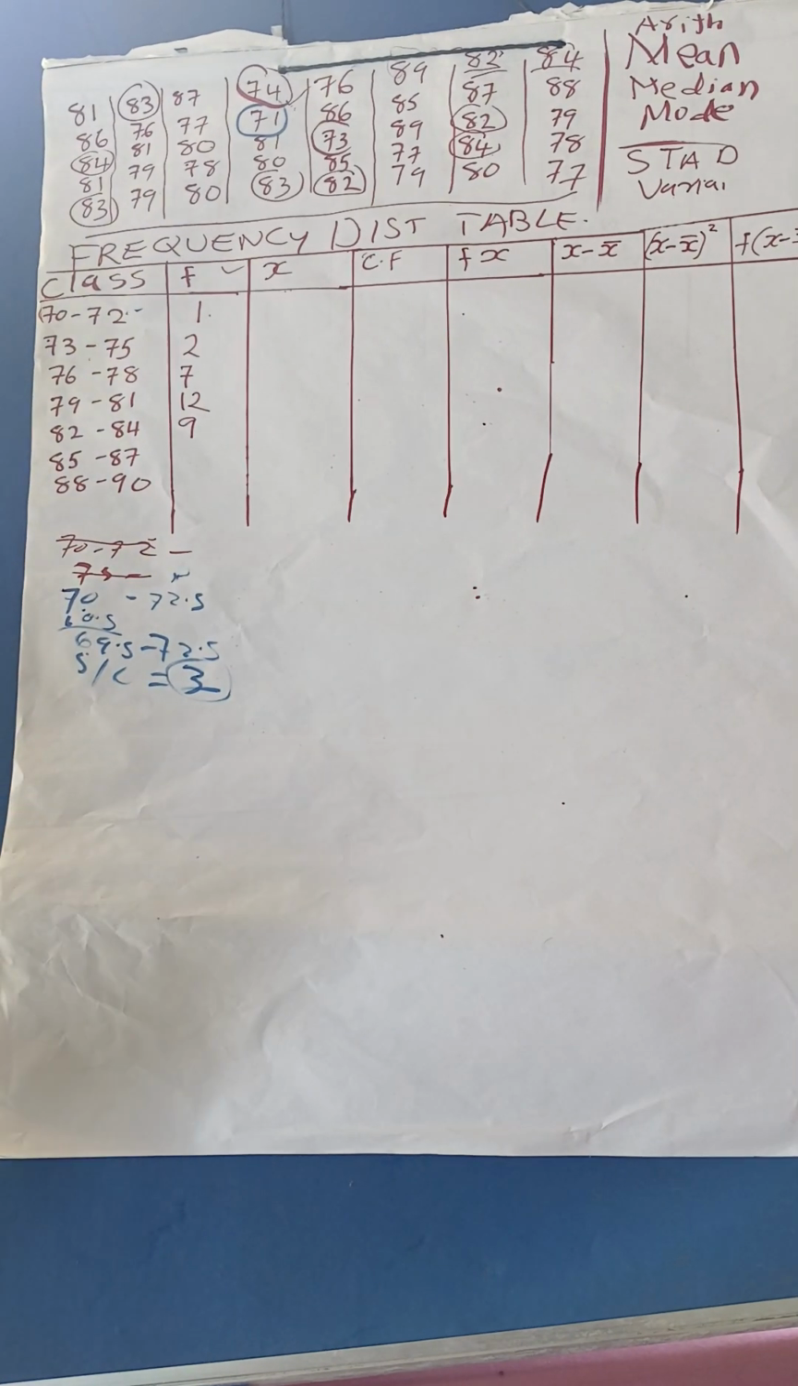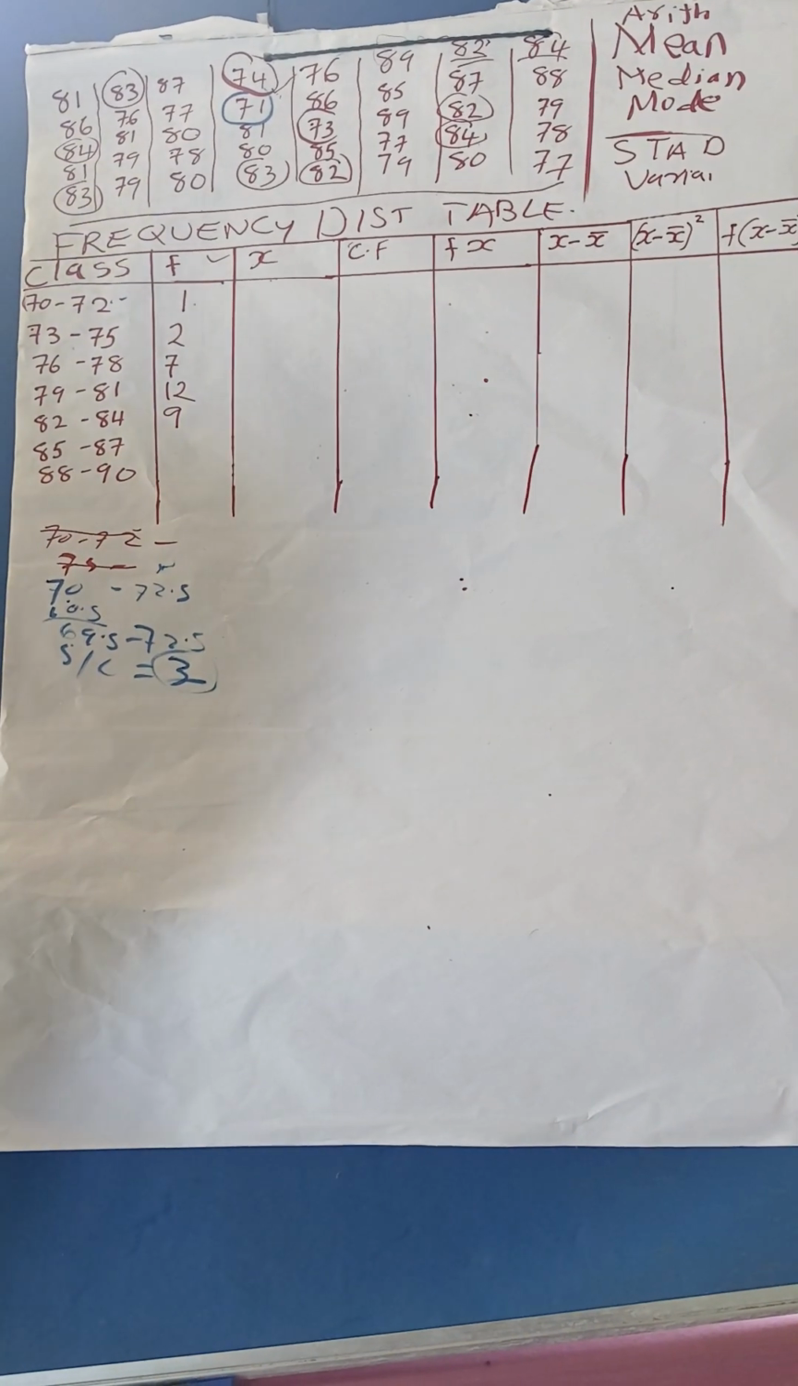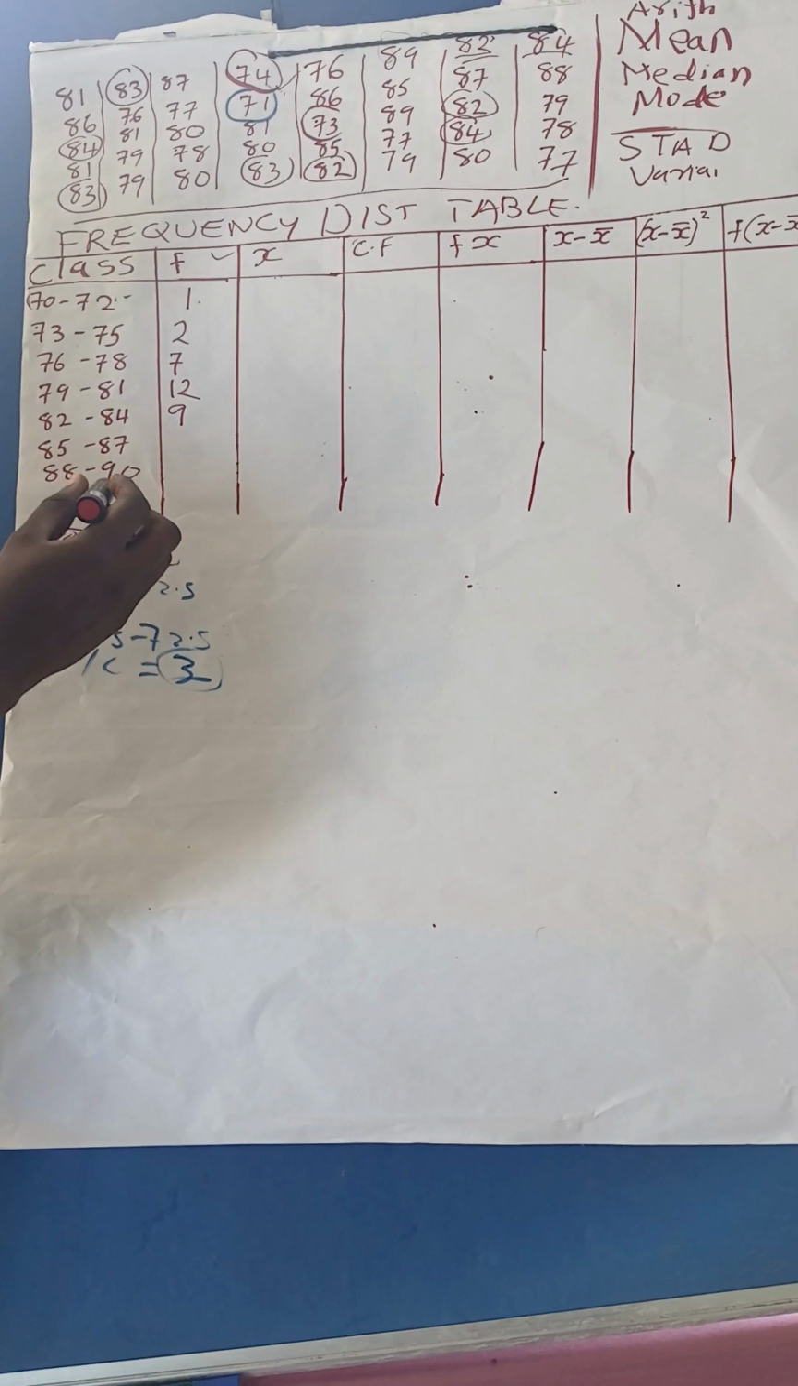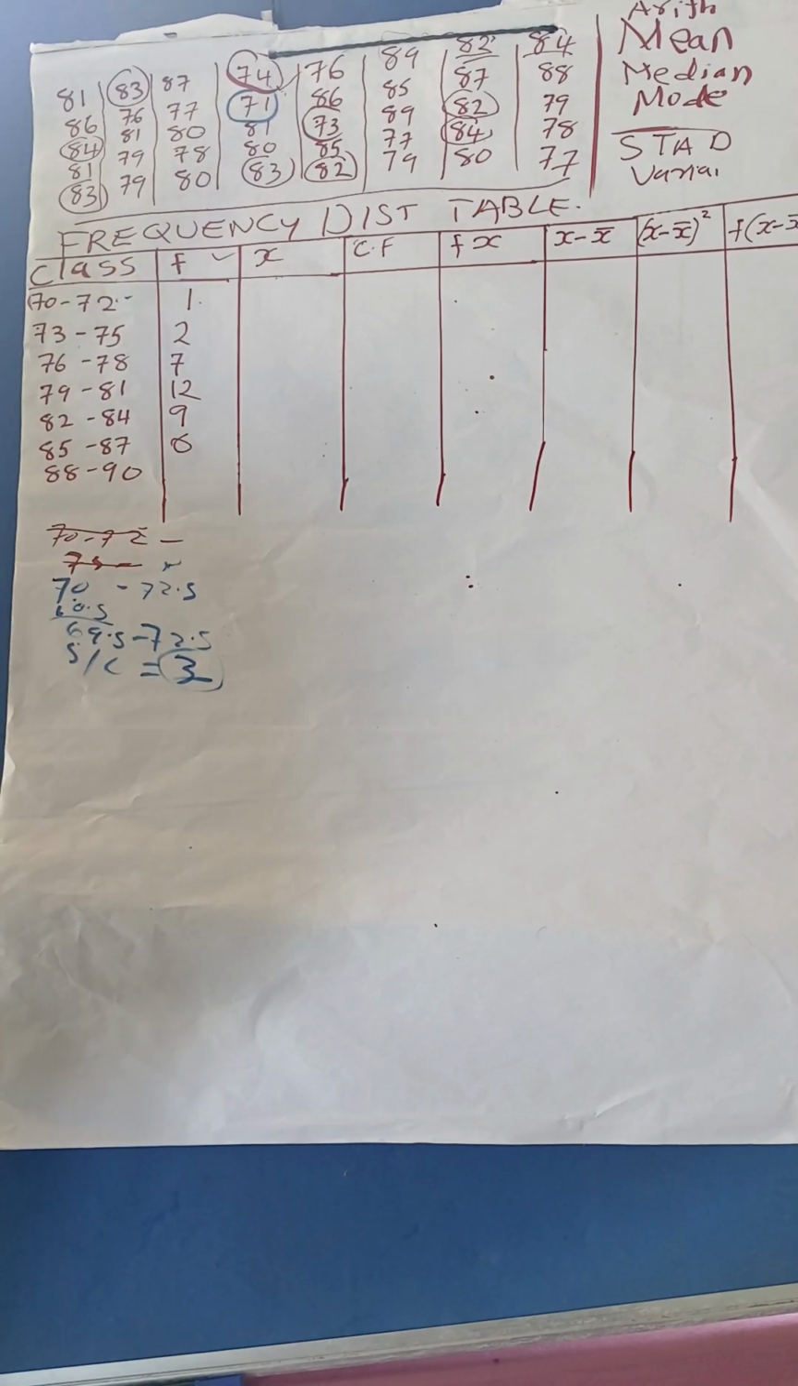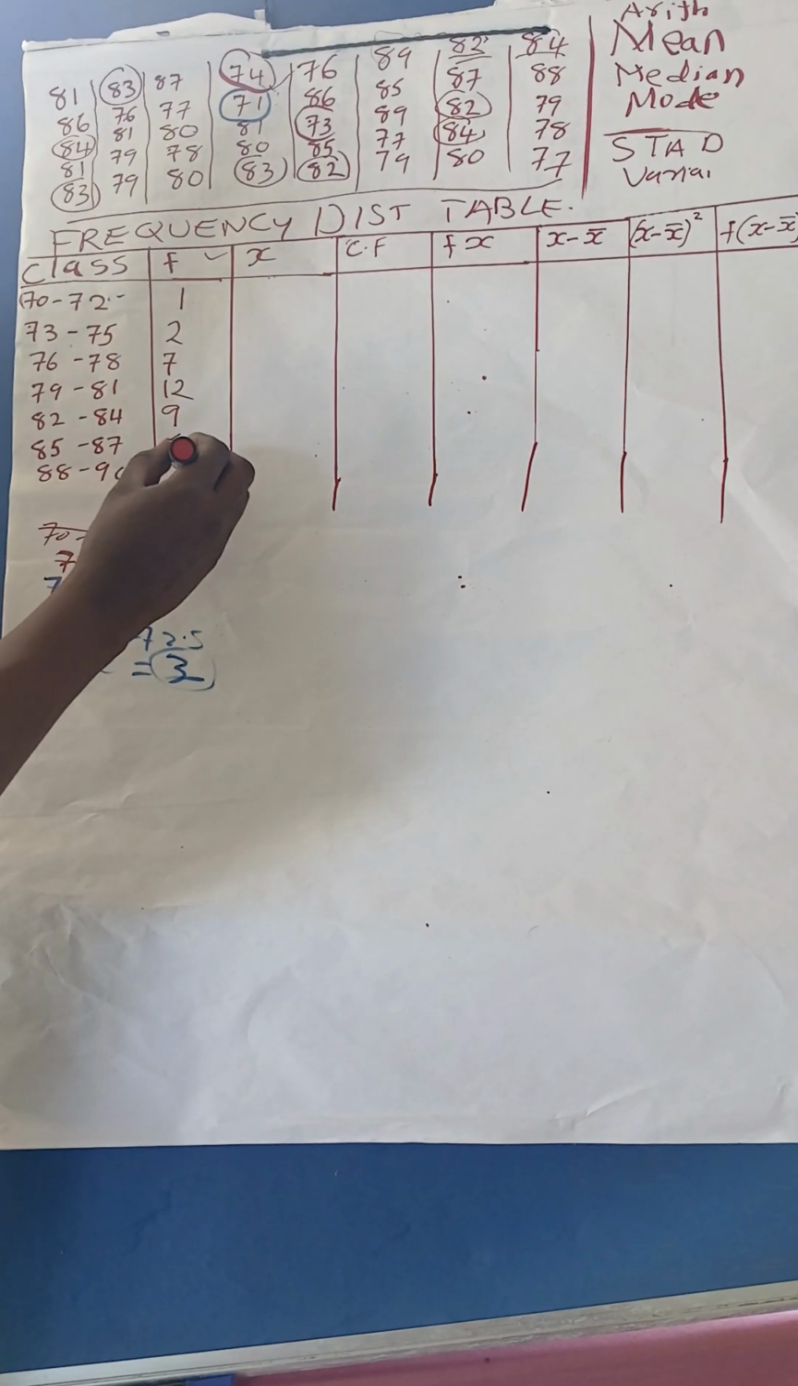That is how you do that. Then you go to the next, 85 to 87. We have 6, if you count, it is 6. Then this one you'll realize it is 3.